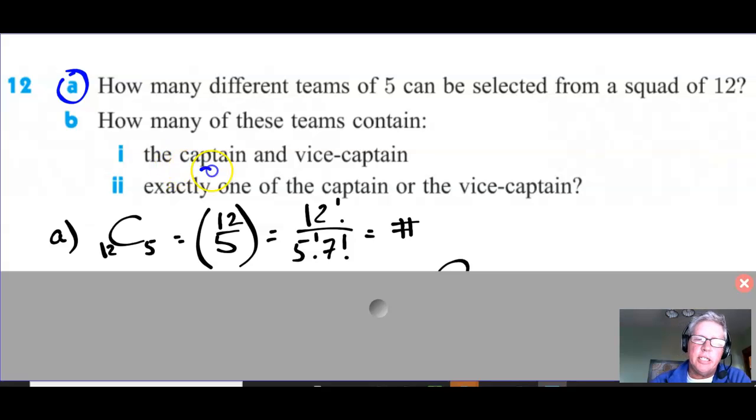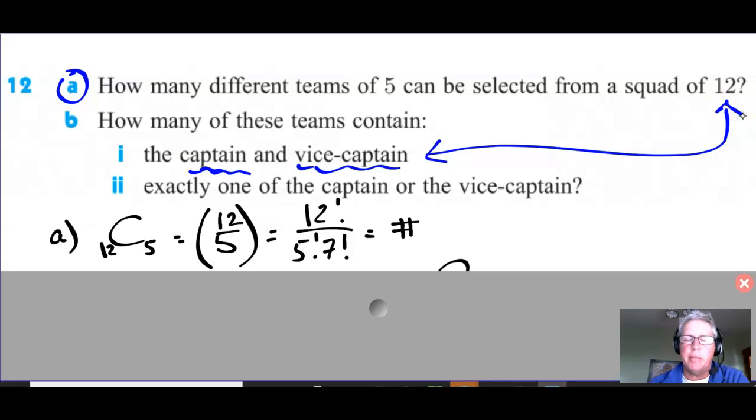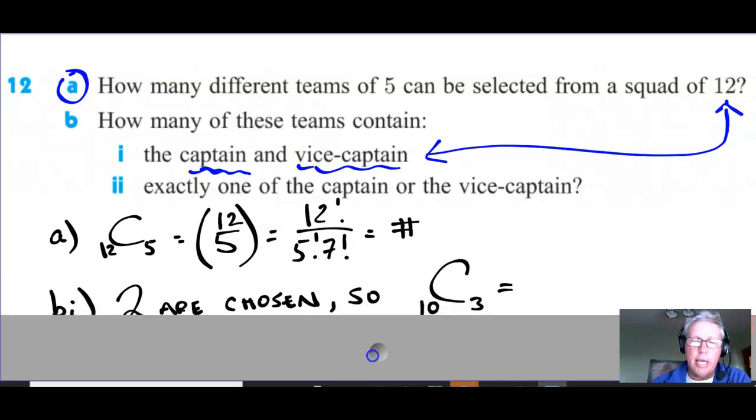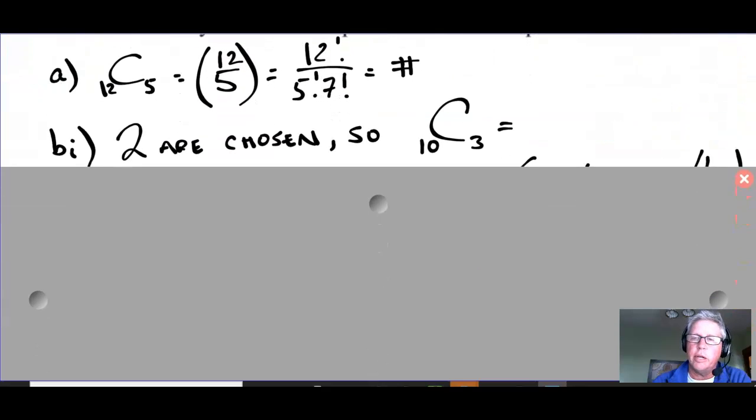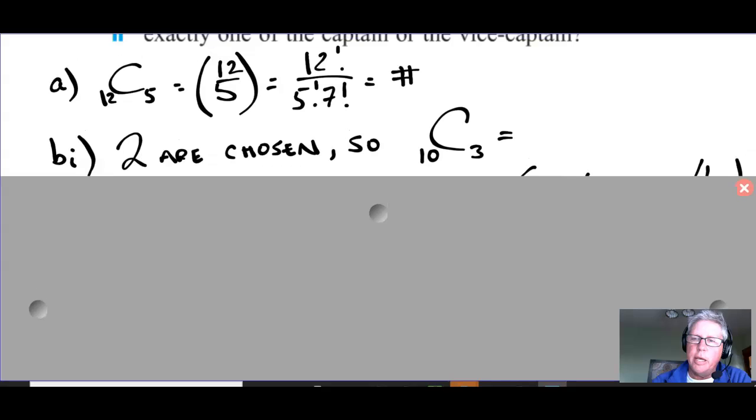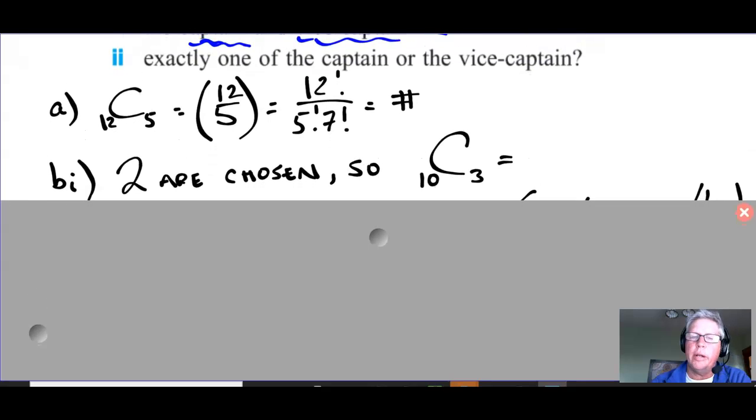So what do they mean? Well, out of those 12, there is a captain and a vice captain. That's part of the 12. So how many ways can we choose a team where they're picked? So that just changes the numbers a little bit. So how many more do we need? 3. And how many are left? 10. So we're at 10 choose 3 there. 10 choose 3.